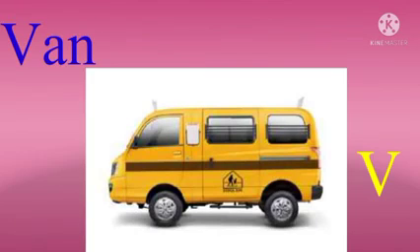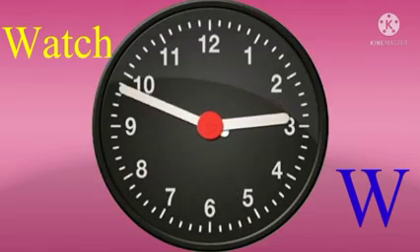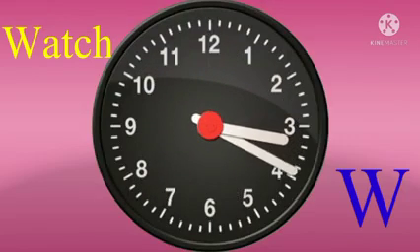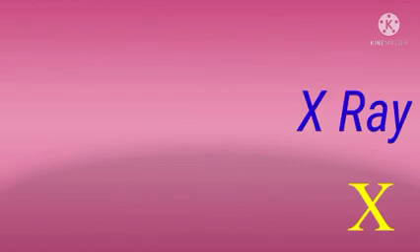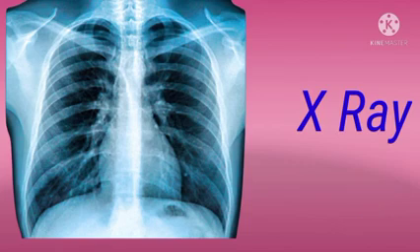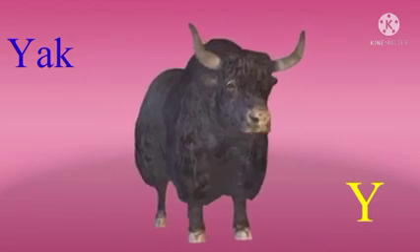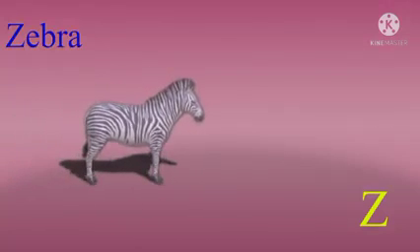V for van. This is a van. W for watch. This is a watch. X for X-ray. This is an X-ray. Y for yak. This is a yak. Z for zebra. This is a zebra.